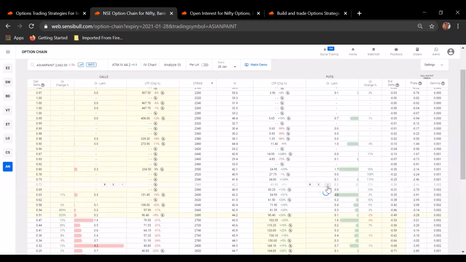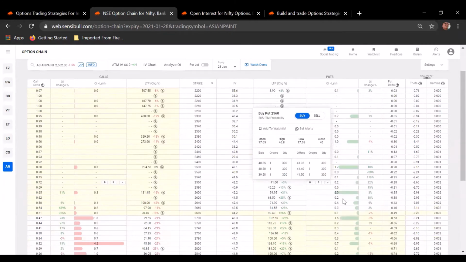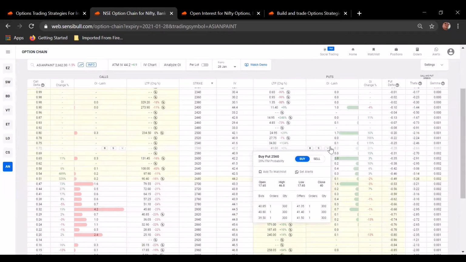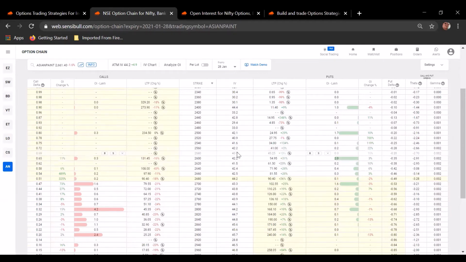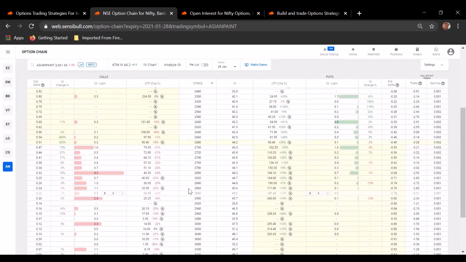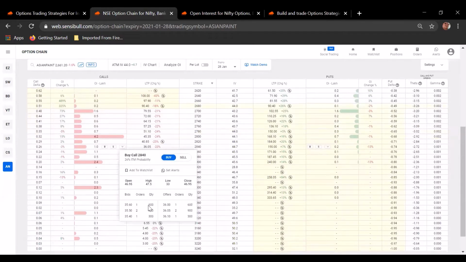If I drop this down, I can see what the current pricing on the 2560 PE is. You can see here the buy and sells, and obviously this is reflected real time from your Zerodha account. Similarly, if I want to take a call option to complete the strangle, again, I'm going to look for liquid options, and I'm looking at the 2840. Enter at a good price. If I look at this, I can see which price I should take it in. So this is why I use the options chain.